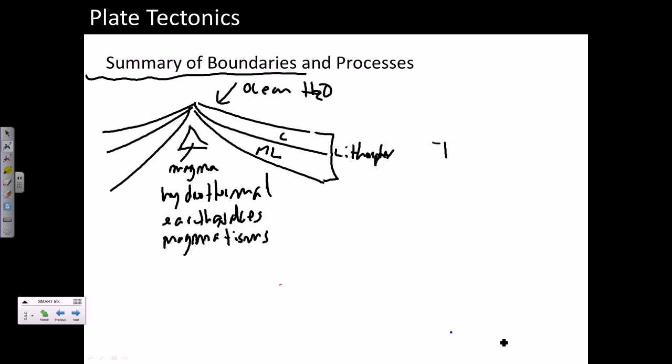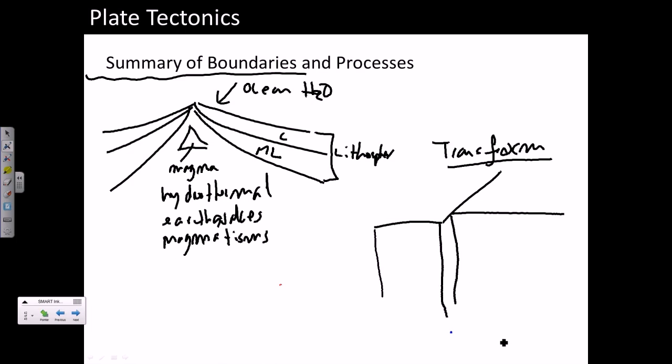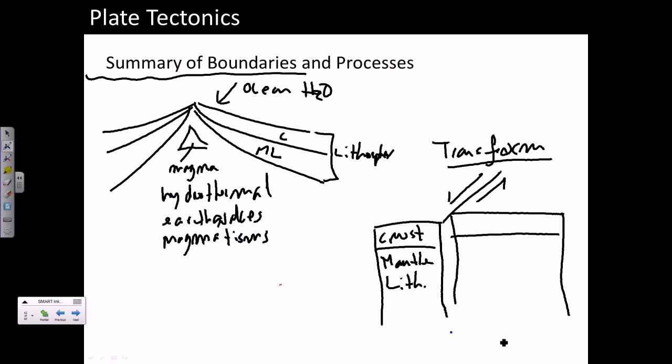And then last we have the transform boundary. We'll do that off to the right here. So the transform boundary really has some different features associated with it. It's commonly happening adjacent to a mid-ocean ridge. Certainly we would have crust up top, and we would have mantle lithosphere down at the bottom, and we would not see magmatism. We wouldn't necessarily see a lot of metamorphism.